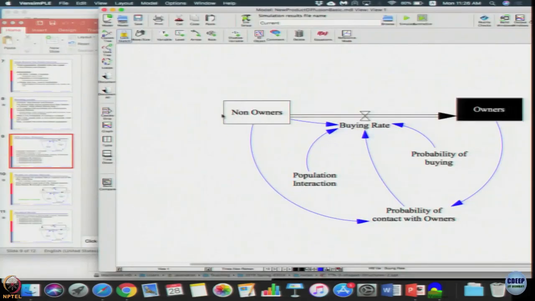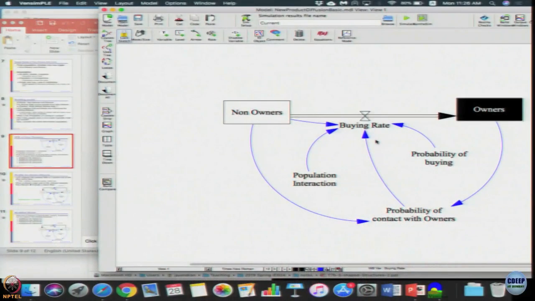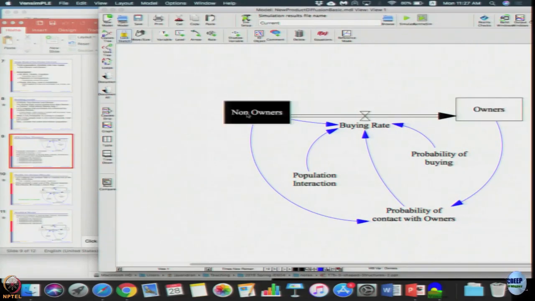Again, note that the S-shape is to be seen on the owners. The S shape that we are looking at should be whatever is pronounced at the owners only. The others need not exhibit an S shape. The S shape that we are talking about is because we are solving for the owners. Buying rate usually increases and then decreases, right. The S shape we can find is in the owners, and for non-owners we expect an inverted S, rather a mirror image of it.